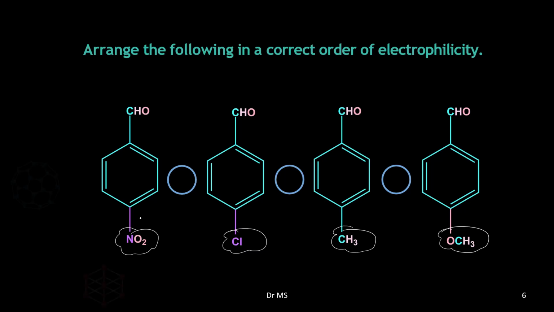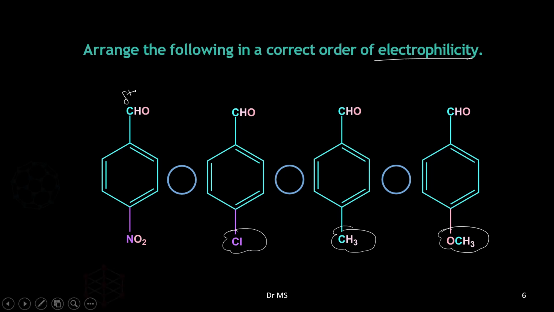Should the compound take the electrons from the benzene ring, or should it give electrons to the benzene ring? To increase the electrophilicity, it should take the electrons. Yes, Nitya, it should take the electrons. So what happens when it takes the electrons? The carbon will become positive, right? The electron density will decrease on this carbon, so it will turn out to be positive.